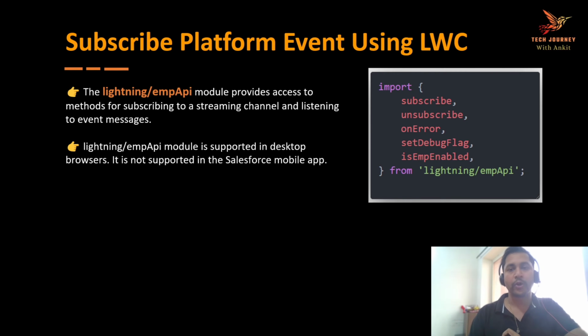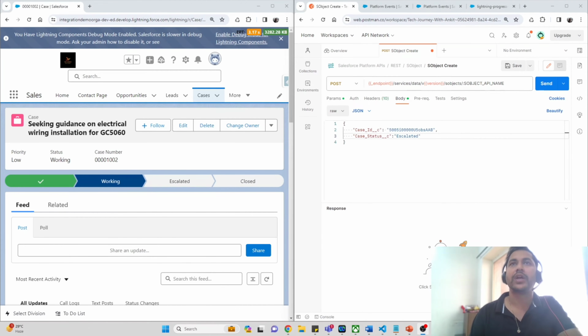So let me walk you through a quick demo that we are implementing in today's session. In today's session, we will be creating this Lightning Web Component that is referred to as the path. And what we will be doing here is we will be publishing the event with the help of the Postman tool. And as soon as the event has been published, we are subscribing to it with the help of this component so that the values will be updated.